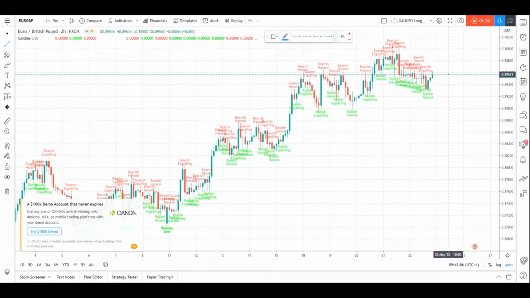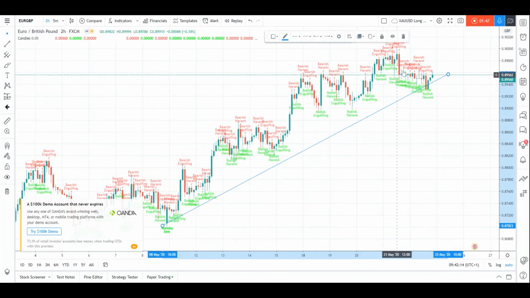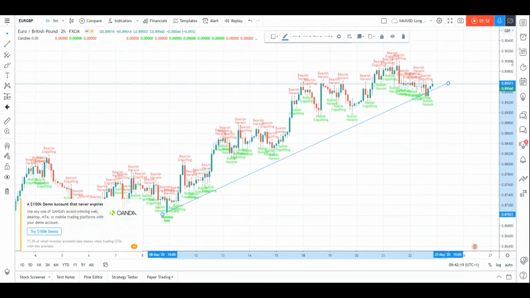Let's see if I can draw this quickly. Yeah, boom. Look at that. Completely obeying that. It's going to keep bouncing off that until it hits a major price point, which is most likely going to be here because it is a magnet point. But again, yeah, these little candlesticks give you a large indication of what price is going to do.